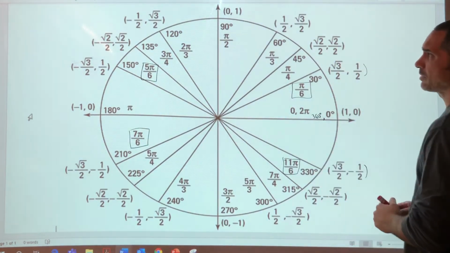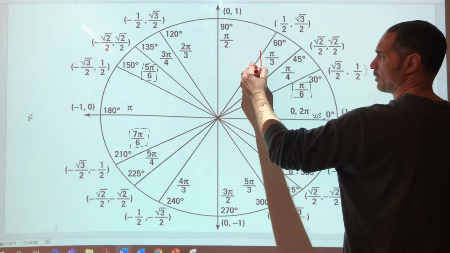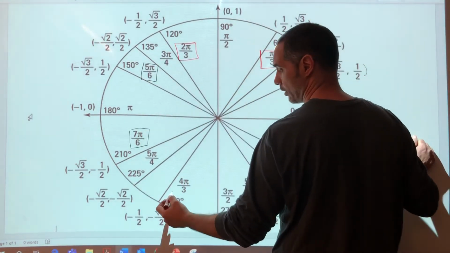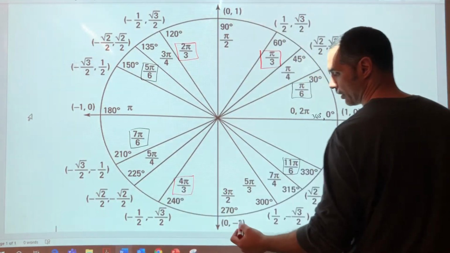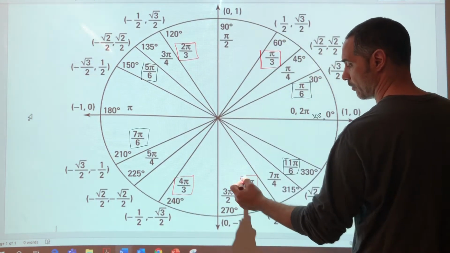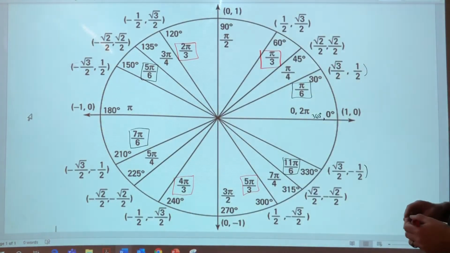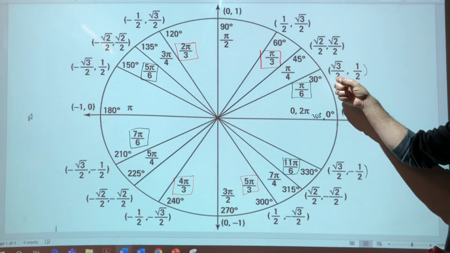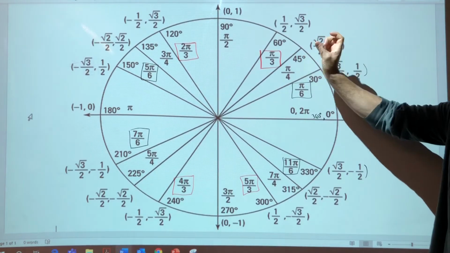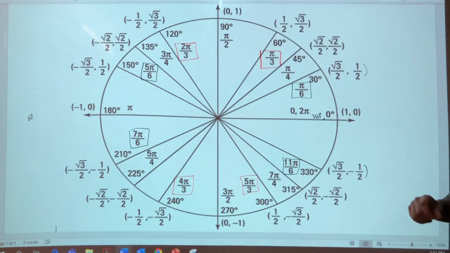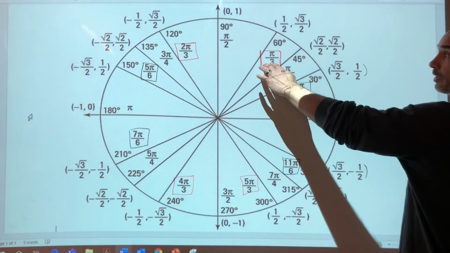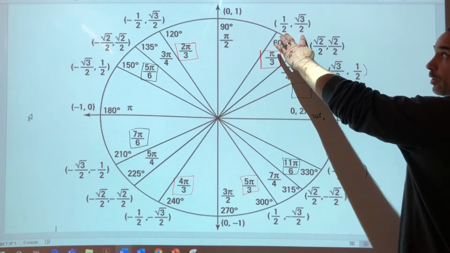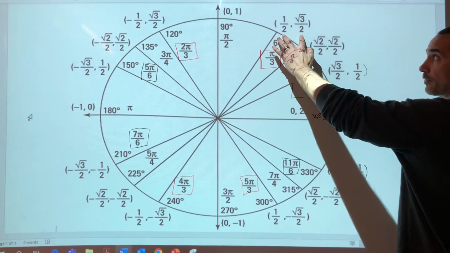If you're looking at families of values, we also have another family of values, the pi over 3 family. So we have pi over 3, 2 pi over 3, 4 pi over 3, and 5 pi over 3. And you'll notice that they have the same values as the pi over 6 family. Now instead of having square root of 3 over 2, 1/2, they switch the order. It's 1/2 and then square root of 3 over 2. And all the pi over 3 families have the same values, except for the signs are different depending on what quadrant they're in. So this is 1/2, square root of 3 over 2.